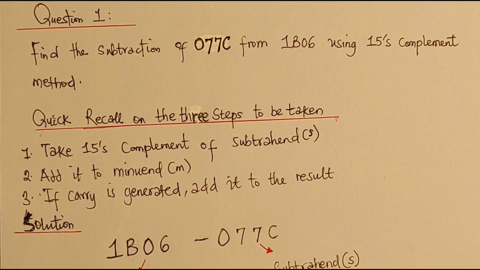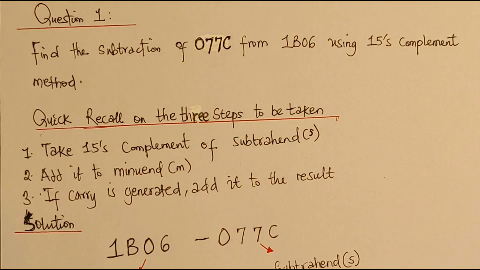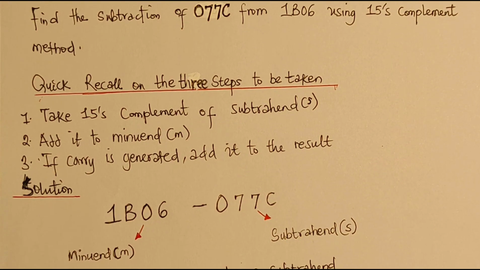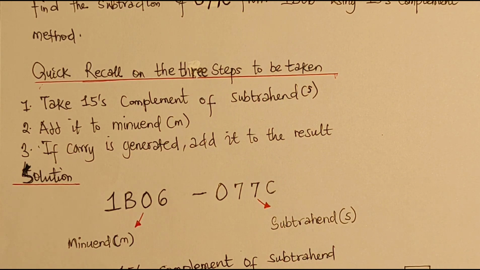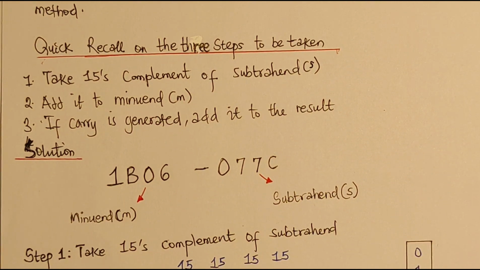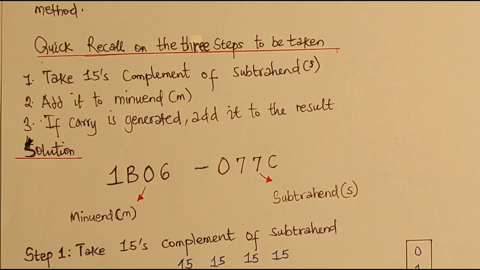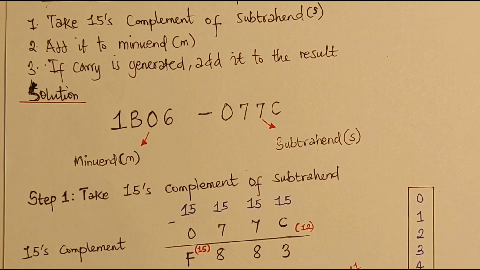So we have 1B06 minus 077C. It's important for you to check what is the minuend and what is the subtrahend, which I have identified just now. The next thing to do is to apply the steps. In step 1, we take the 15th complement of the subtrahend. This is my subtrahend. To get the 15th complement, I spread out the value and put 15 above each digit of the subtrahend.